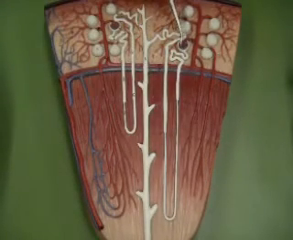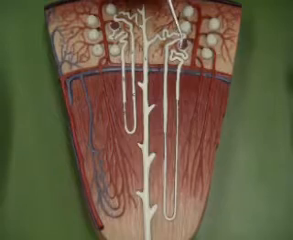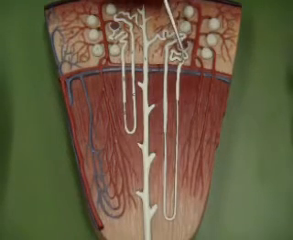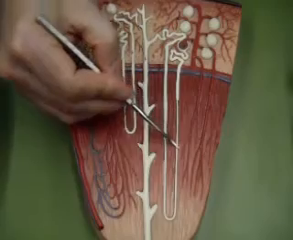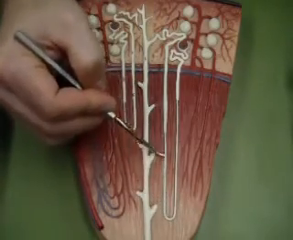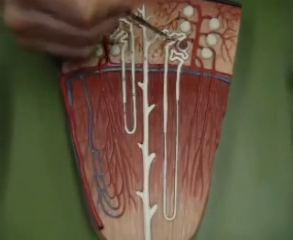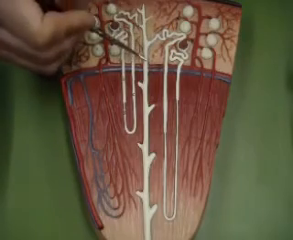So, glomerulus, Bowman's capsule, proximal convoluted tubule, descending limb of the loop of Henle to ascending limb of the loop of Henle to distal convoluted tubule to the collecting duct.